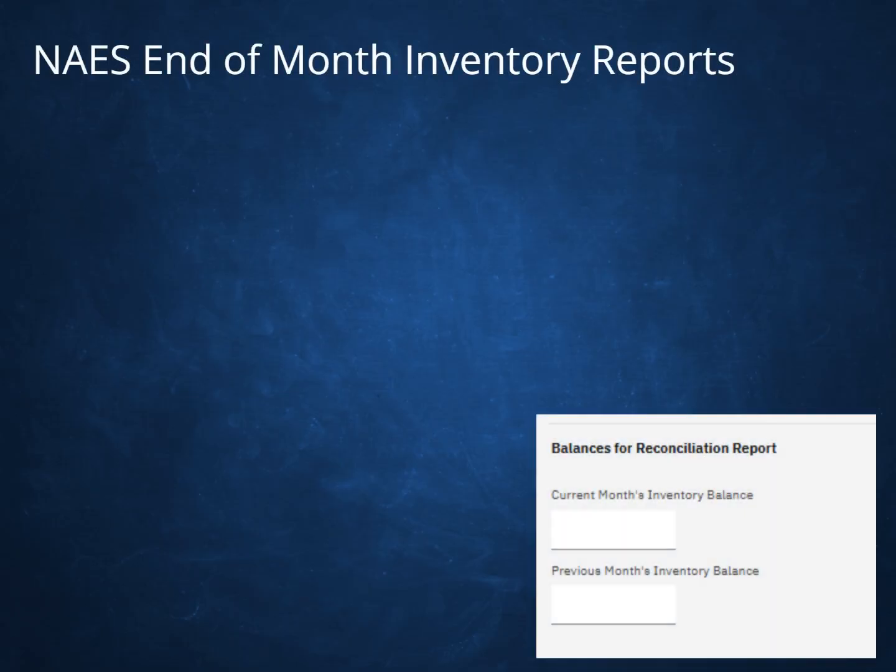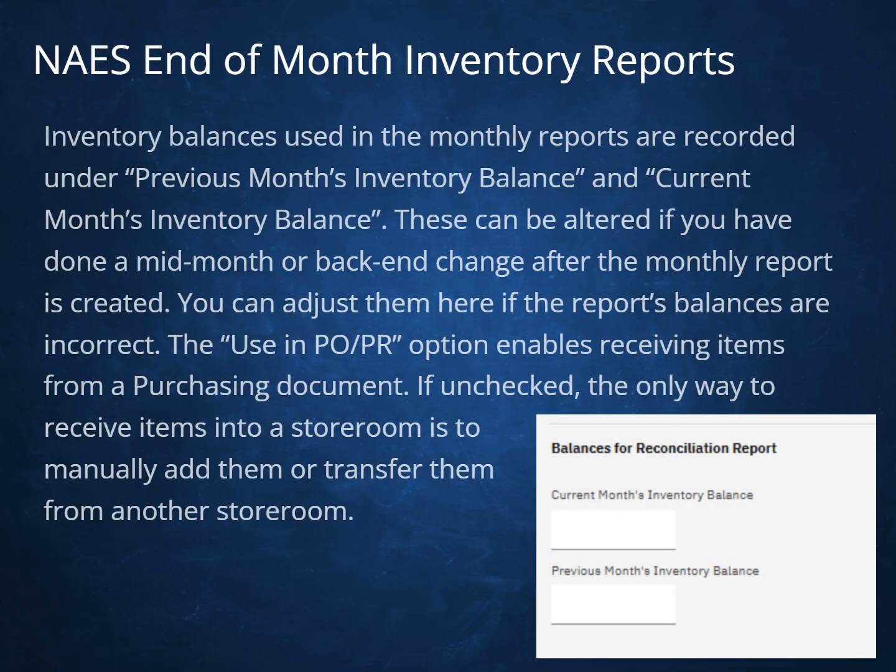NACE end-of-month inventory reports. Inventory balances used in the monthly reports are recorded under previous month's inventory balance and current month's inventory balance. These can be altered if you have done a mid-month or back-end change after the monthly report is created. You can adjust them here if the report's balances are incorrect.